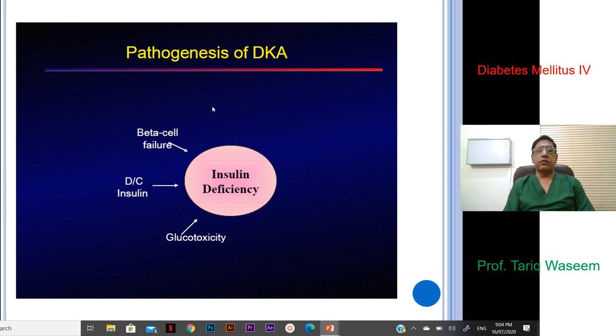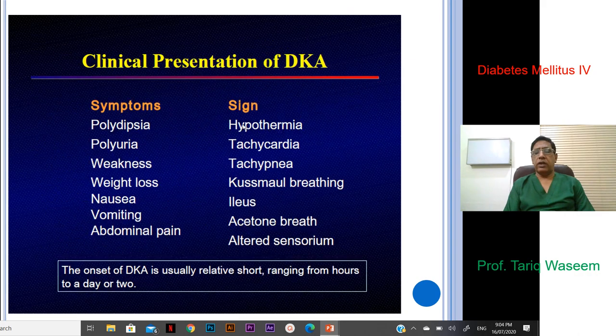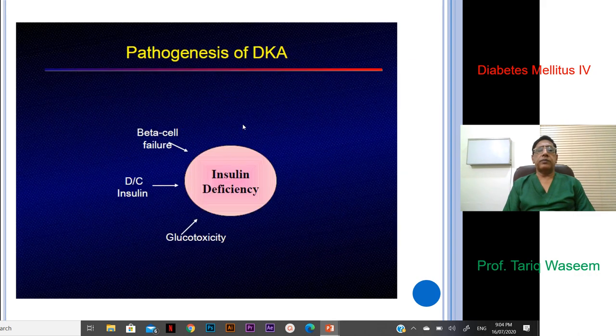Why does it happen? It happens because of the insulin deficiency, right? So this insulin deficiency is the main state of abnormality. Either there is a beta cell failure, or the patients discontinue their insulin, or there is a glucotoxicity.